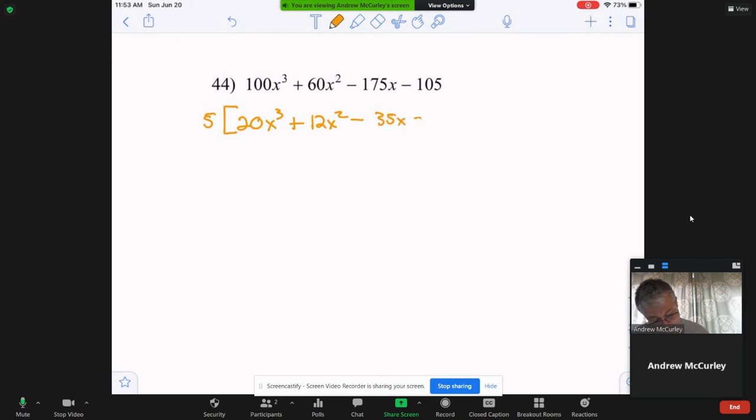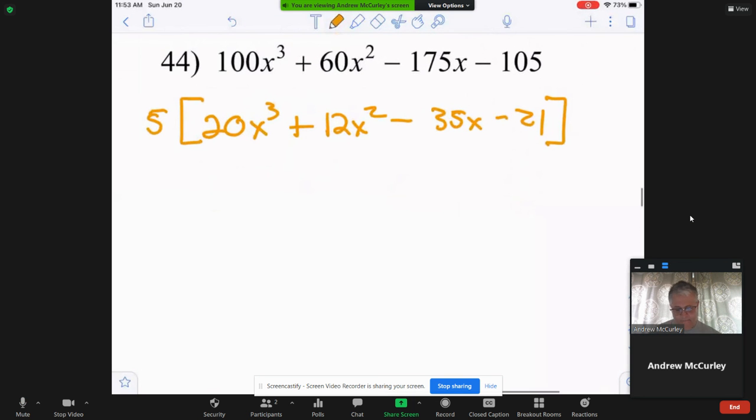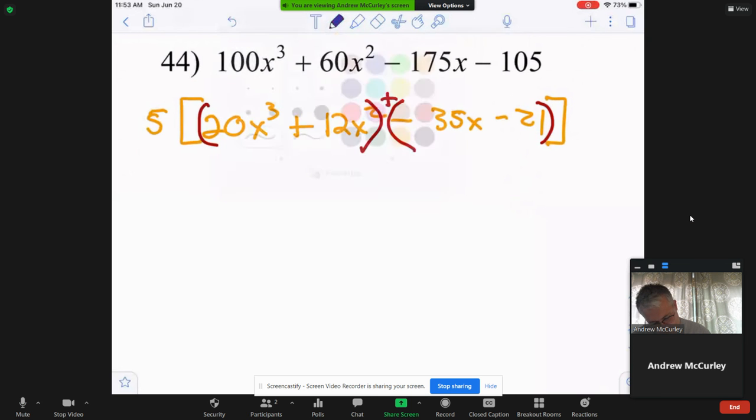35x minus 21. Now here's the deal with this. Now we got to factor the part that's inside. The 5 is kind of out of the way now. But here's the thing. When you do this, I'm going to group this with this. You're going to kind of group the negative with the second two and put a little plus sign right there. Okay? I usually say don't say plus negative, but this one's a different case. Because now on the first part, I'm going to factor out, looks like a 4x squared. And that's going to leave me with 5x plus 3.